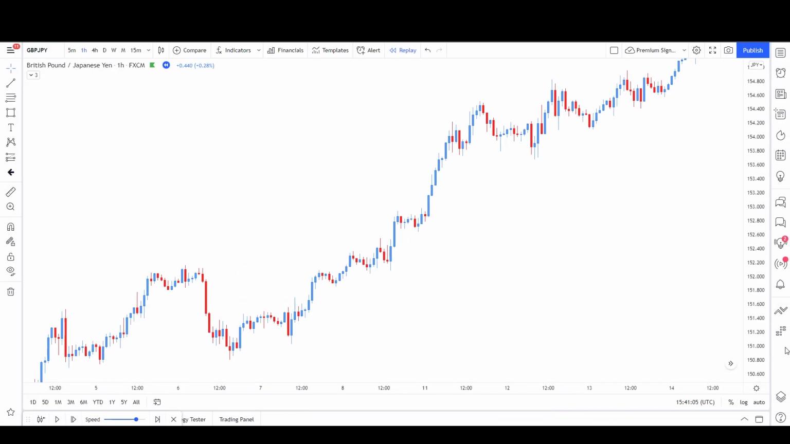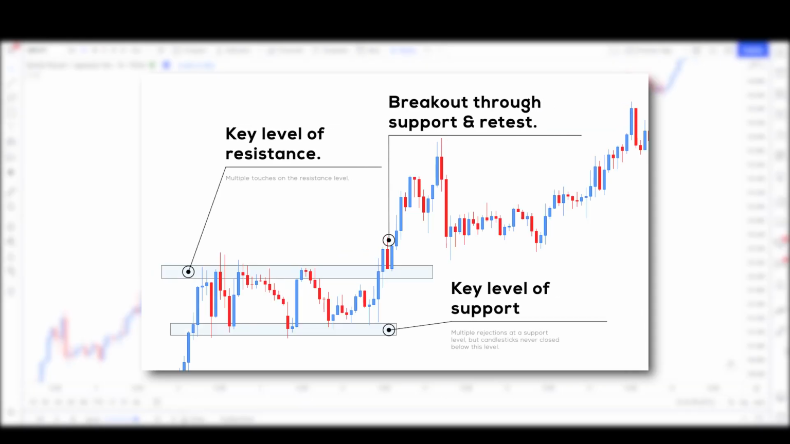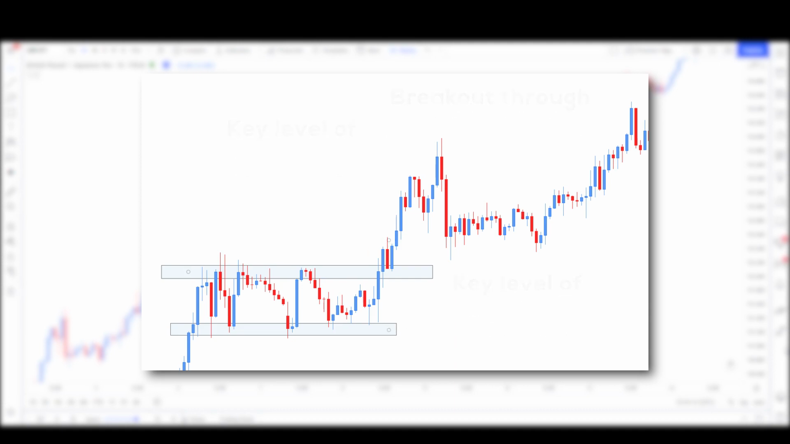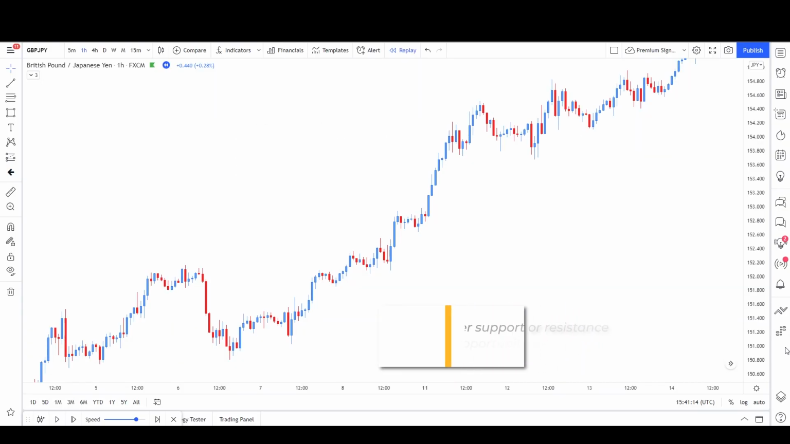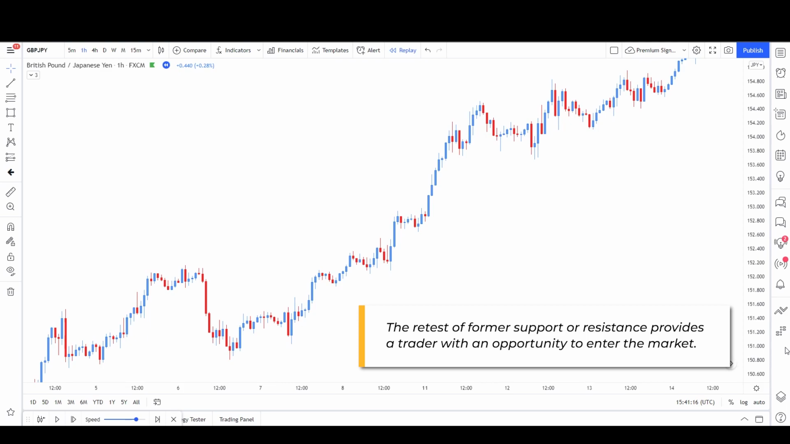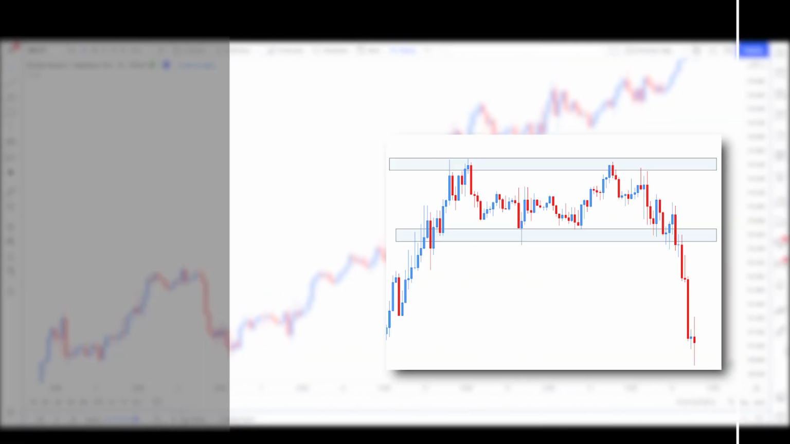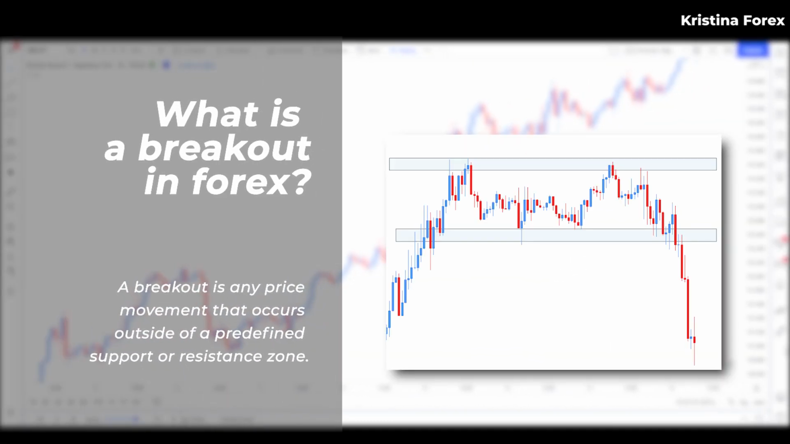So this Forex breakout strategy has 4 parts, which are support, resistance, breakout, and retest. The retest of a former support or resistance provides you as a trader with the opportunity to enter the market. So let's define the word breakout before we go into my favorite Forex breakout strategy. A breakout is any price movement that occurs outside of a predefined support or resistance zone.